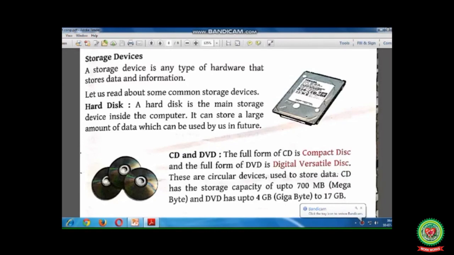So today we have discussed the topic, some common storage devices. Hope you all have understood the topic. Revise the important terms of page number 11. I will discuss the further topics in the next session.